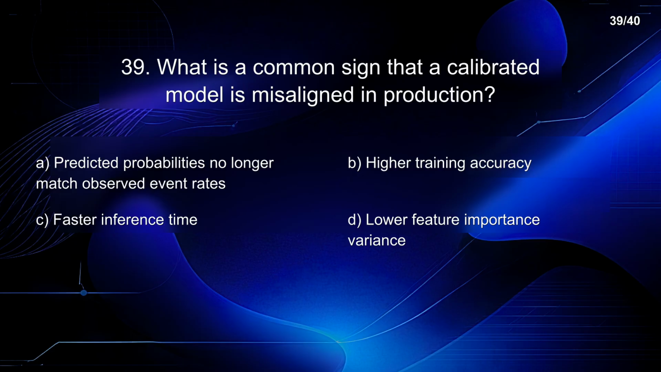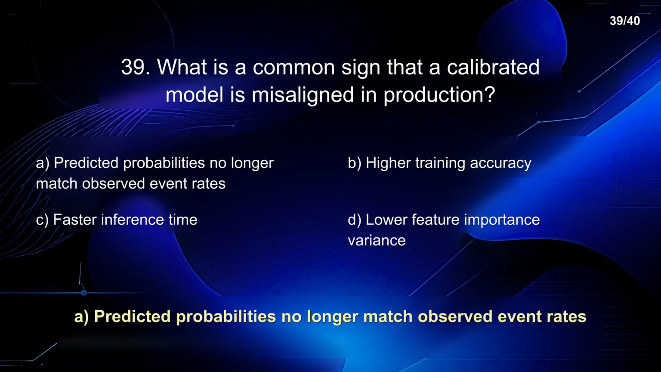39th question. What is a common sign that a calibrated model is misaligned in production? A. Predicted probabilities no longer match observed event rates. B. Higher training accuracy. C. Faster inference time. D. Lower feature importance variance. Correct answer is A. Predicted probabilities no longer match observed event rates.